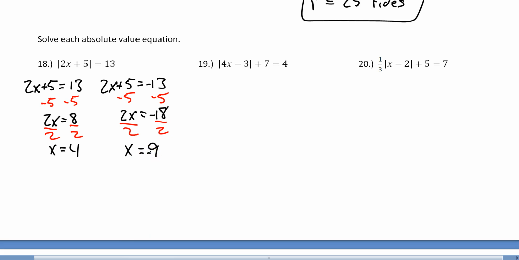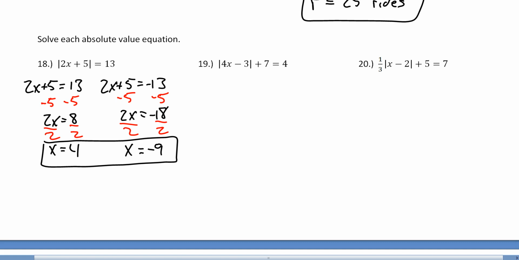And the last thing I have to do when I'm looking at these is plug these back in and make sure that they work. And just do a quick check. 2 times 4 is 8 plus 5 is 13. Absolute value of that is 13. 2 times negative 9 is negative 18 plus 5 is negative 13. The absolute value of that is positive 13. So both of these work when I plug them back in. You have to do that because sometimes you'll get extraneous solutions. Okay?